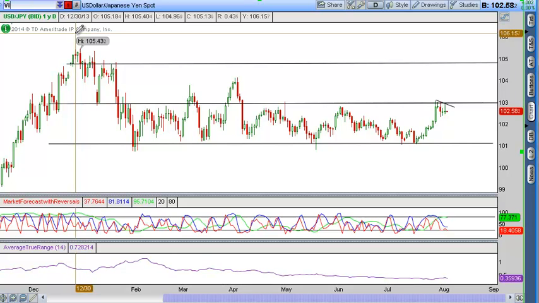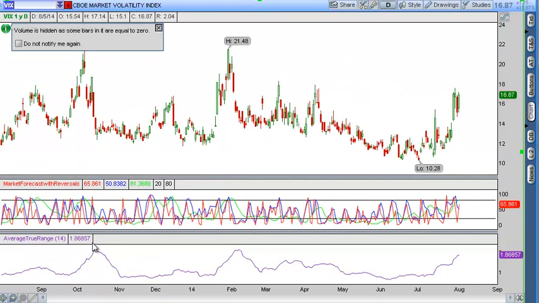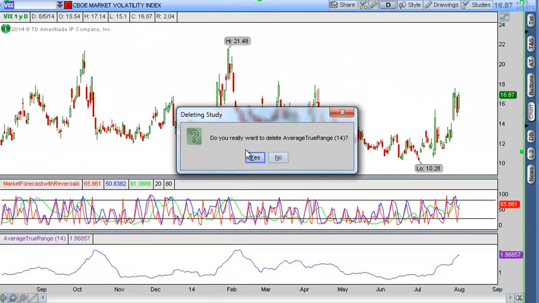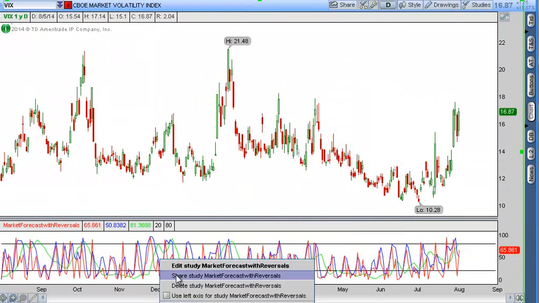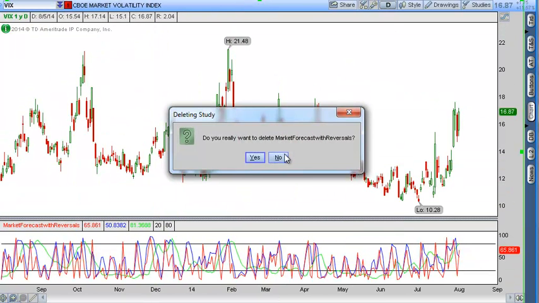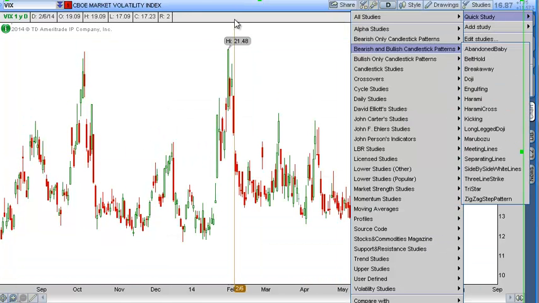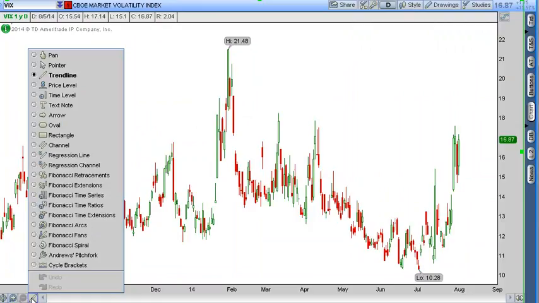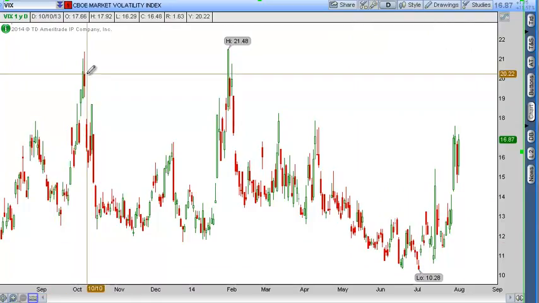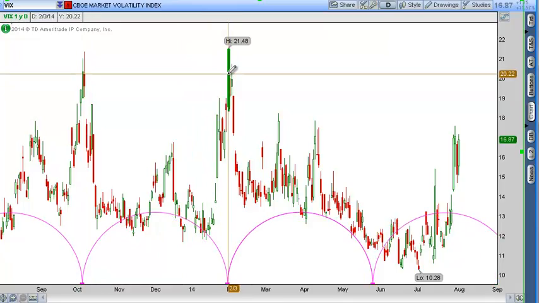So we used to talk about the VIX cycle, and it still ties to what we're talking about here. Let me get rid of the average true range and say goodbye to our market forecast. And let's go back in and let's look at this cycle that we had before. We didn't get the same bounce that we had expected. We had these lovely cycle patterns that we're going through here.